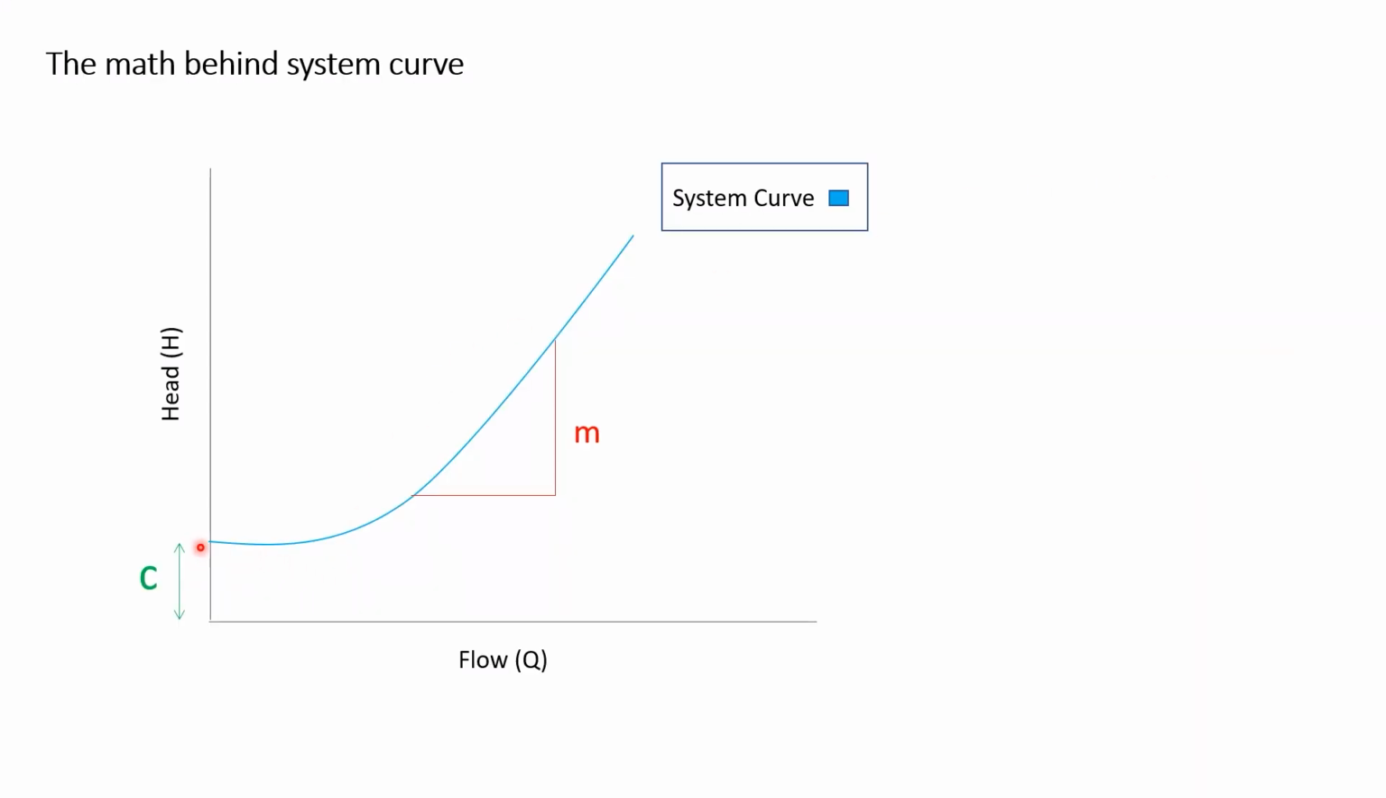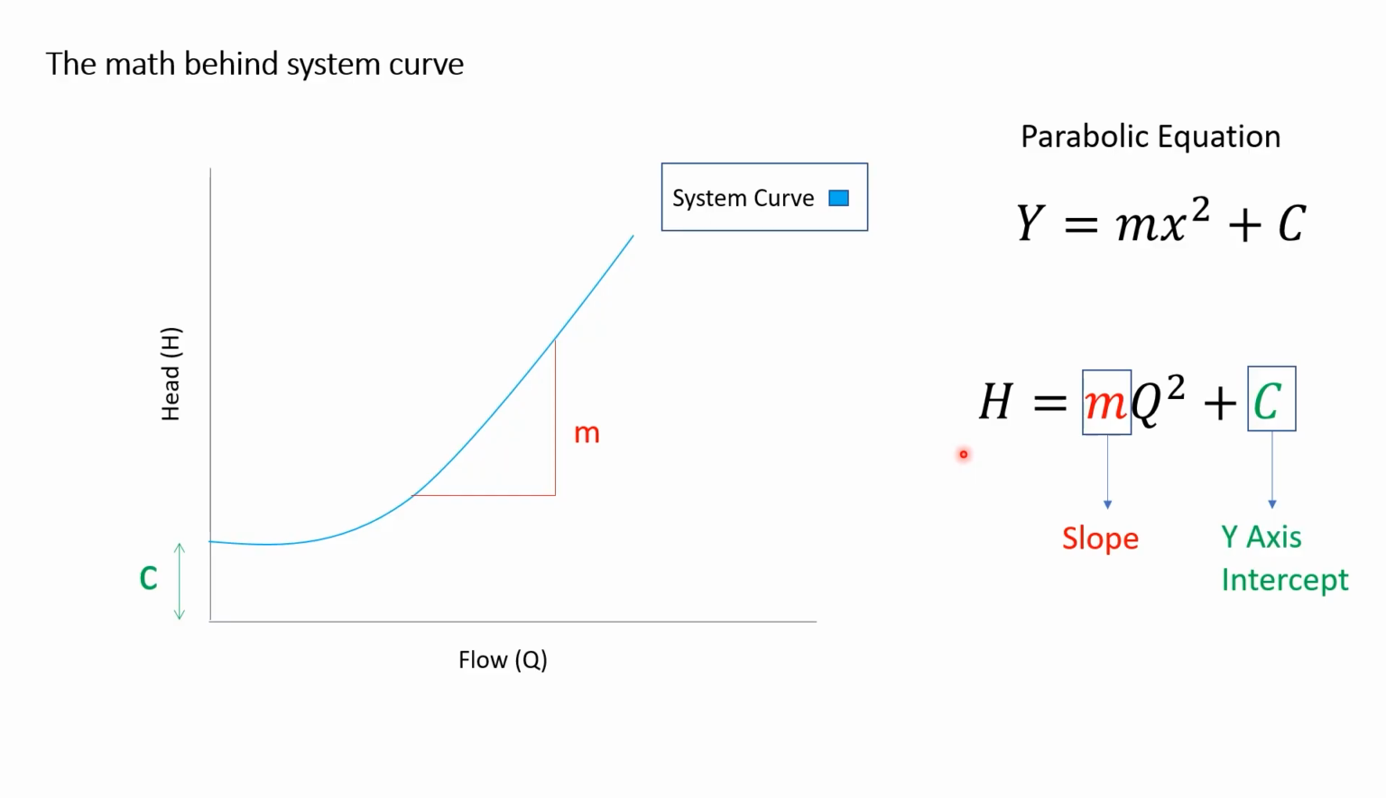Now, what is the math behind the system curve? As you can see here, the curve is moving upwards and there is a y-intercept. This reminds me of the parabolic equation that we studied back in school, where y is equal to mx squared plus c. In the y-axis, we have the head, and in the x-axis, we have the flow rate. Now the question is, what is the slope of the equation and what is there in the y-intercept? Let's find this out.